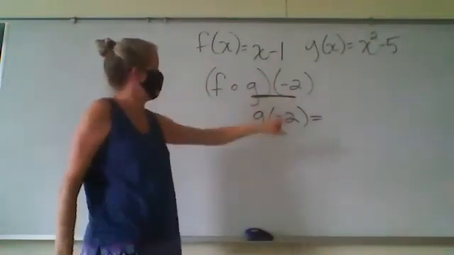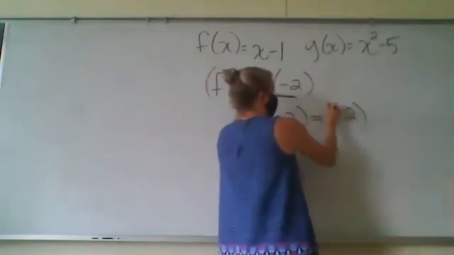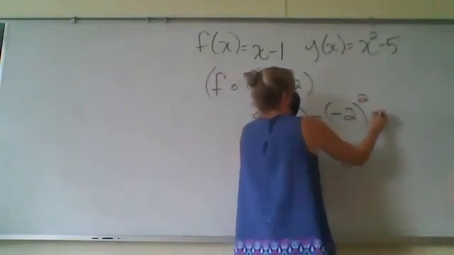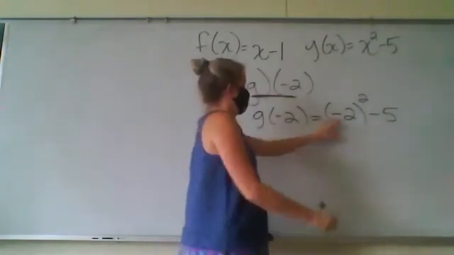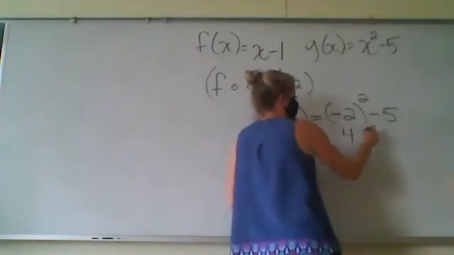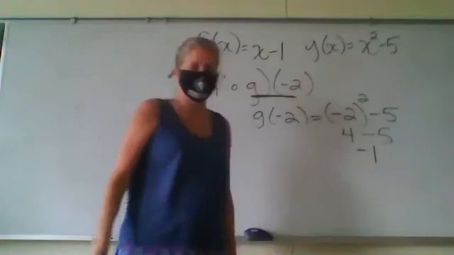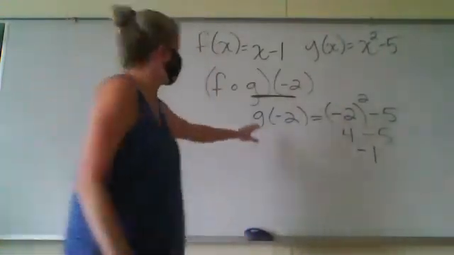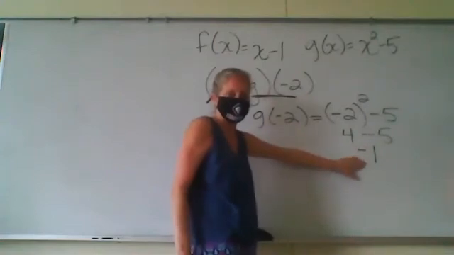So go to your g function, replace its x with negative 2. So negative 2 squared minus 5. Let's see, negative 2 squared is positive 4. Bring down your minus 5 to get negative 1. So g of negative 2 gave me negative 1. That's just the first step.